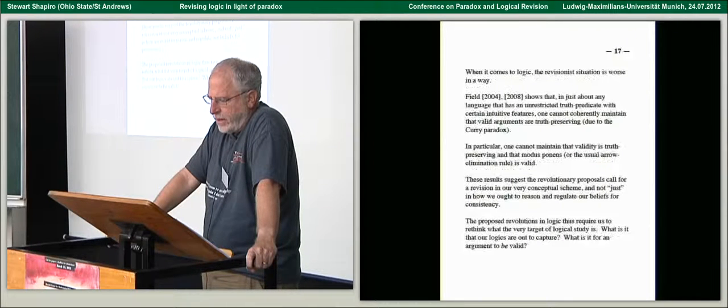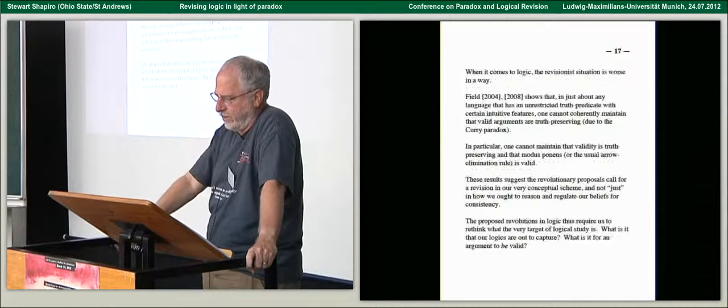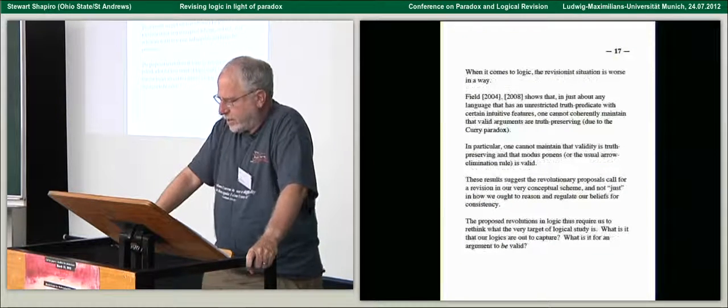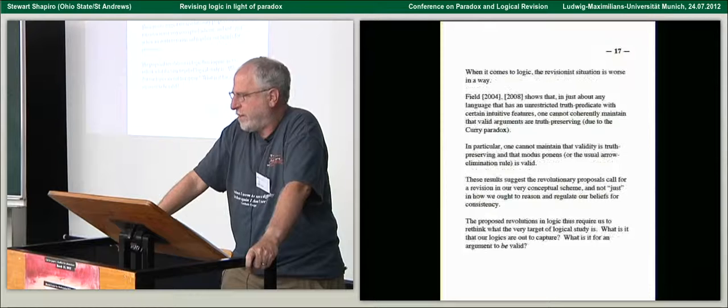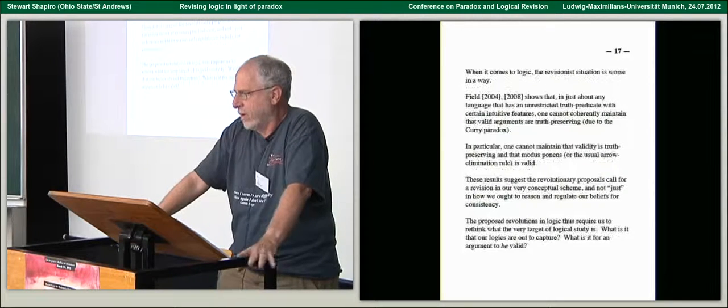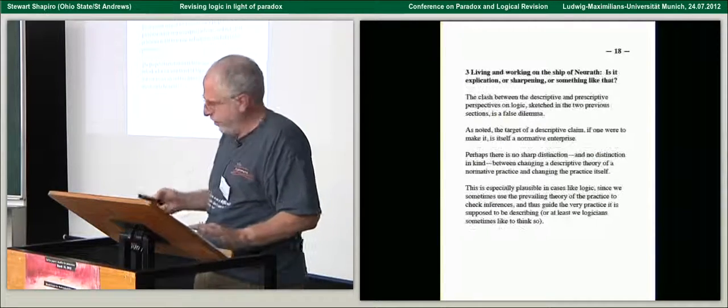So what this means is that the revolutionary proposals in logic call for revising our conceptual scheme, and not just how we're going to reason, as if that's not enough, and how we're going to regulate our beliefs for consistency. They require us to rethink what the very target of logical study is. I mean, what is it that our logics are out to capture? What is it for an argument to be valid? Intuitively, the answer is necessary truth-preservation, right? But it turns out you can't say that, at least on many of the logics. All right, so that's option 2.